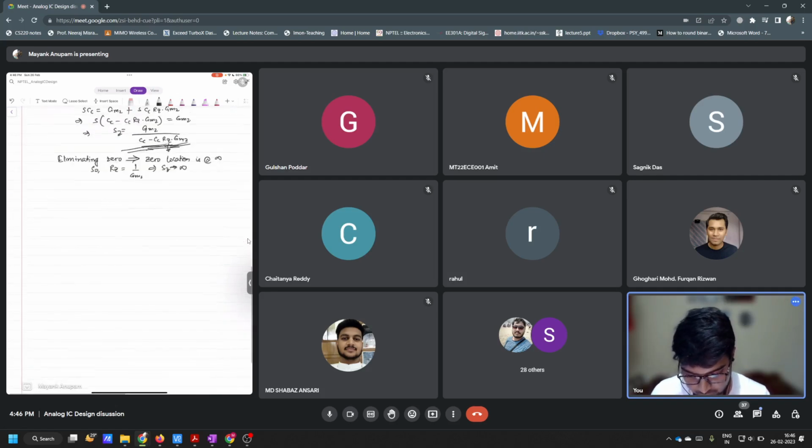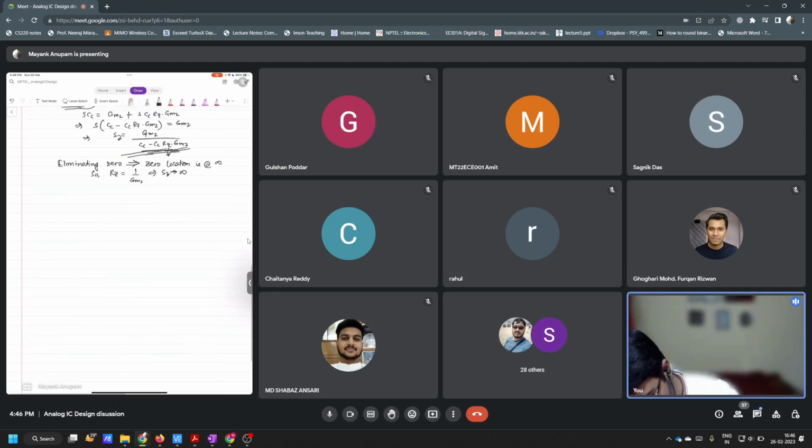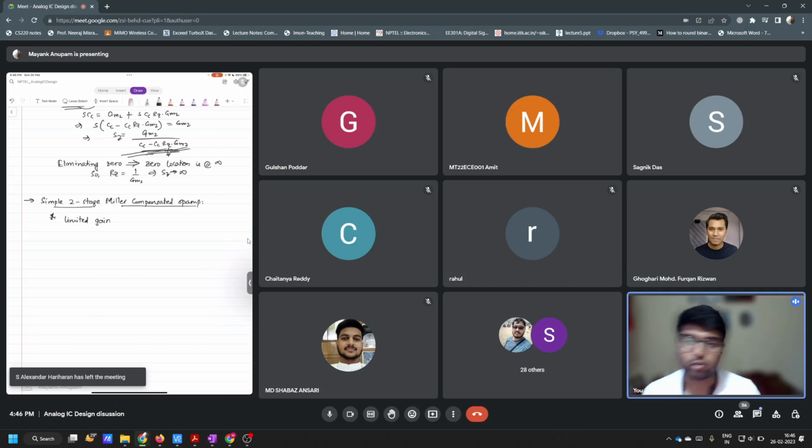Now let me talk quickly about nested Miller compensation. We saw that a simple two-stage Miller compensated op amp had limited gain. It had some gain, but let's say we want to increase that gain.